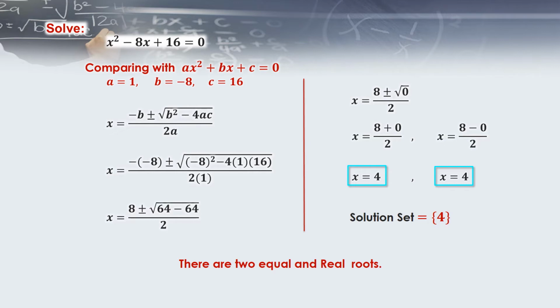Before moving on to question number 3, consider this example again. We have observed this in the previous video that the discriminant b squared minus 4ac is 0. So the two roots obtained are equal and real. Now I am solving the same example again. Actually, I want to highlight an important point, so stay focused.